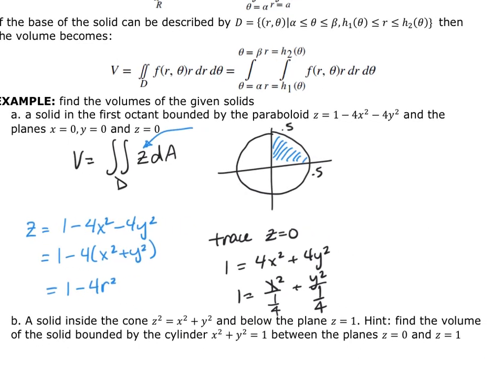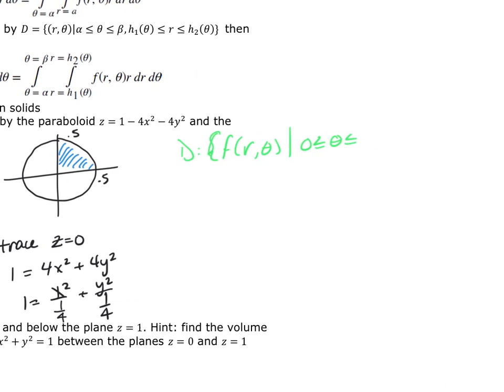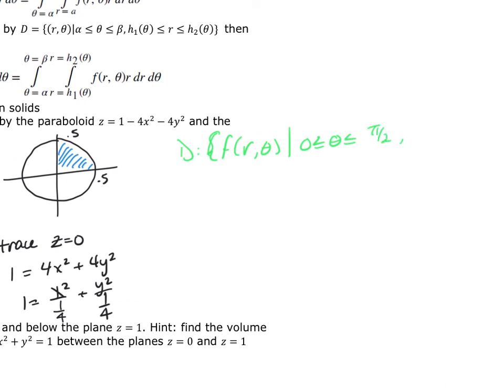So I know in this region, my theta is going to run between 0 and pi over 2. So let's describe the region D, f of r theta. Theta is going to run between 0 and pi over 2. And then my r, you can see, is going to run between 0 and the most it's ever going to be, 0.5. So this is actually a rectangular region, so r runs between 0 and 1/2.